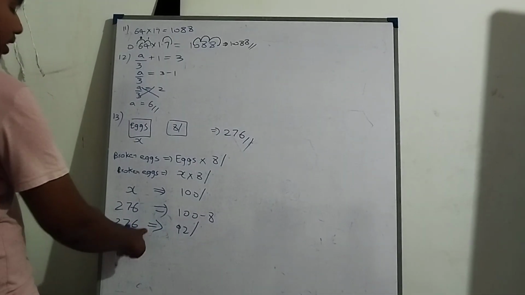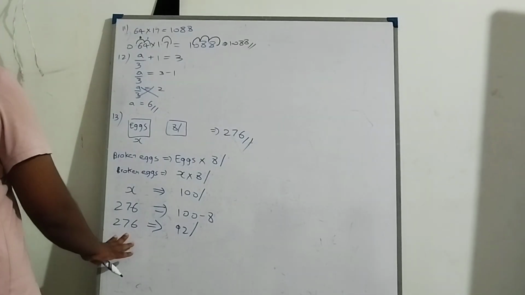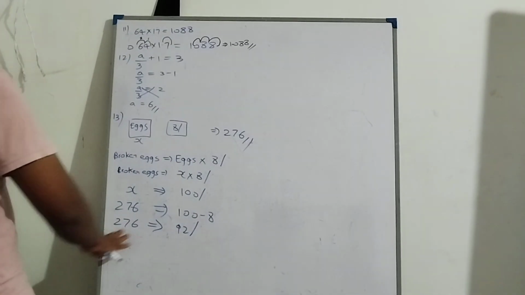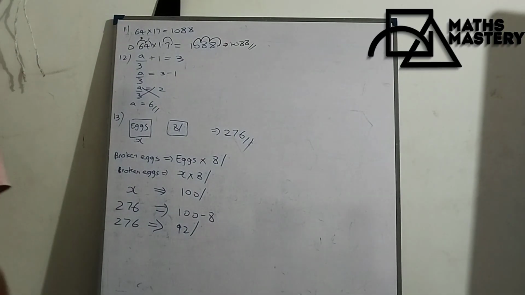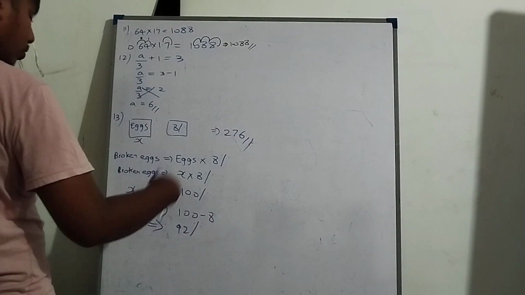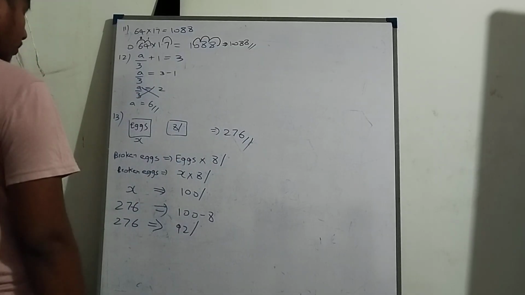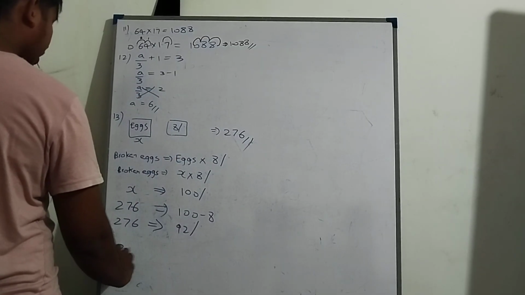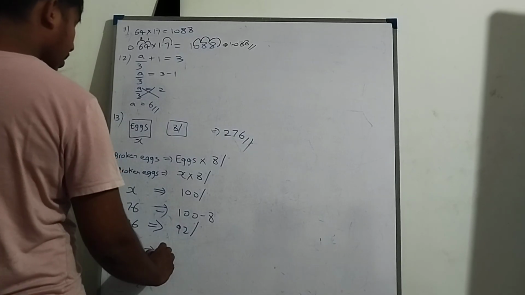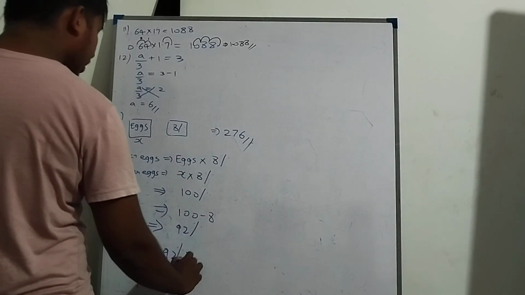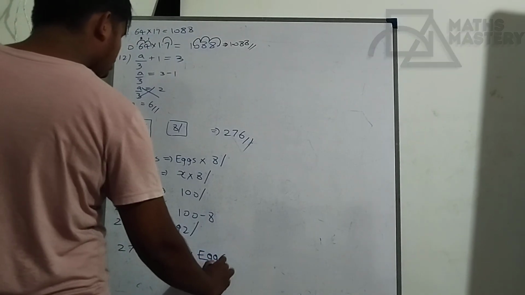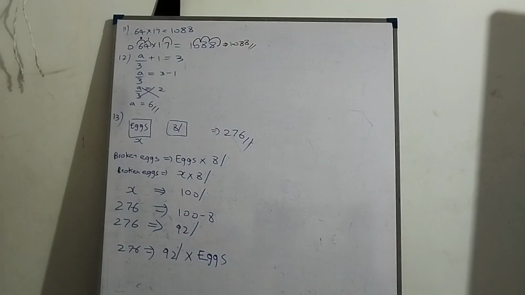This is not an equal sign. This is 276 is equal to 92 percentage. This is represented in percentage form. Now they are asking the total eggs, no? Okay, you need to find the total eggs. So how to get that: 276 is equal to 92% multiplied by the total eggs. The total eggs, then only you will get the 276.